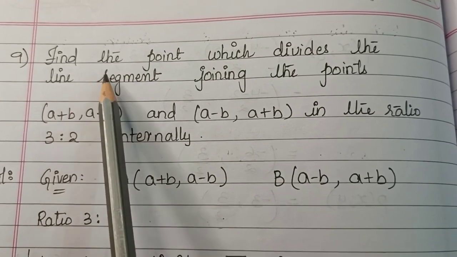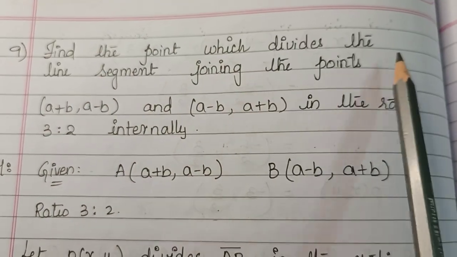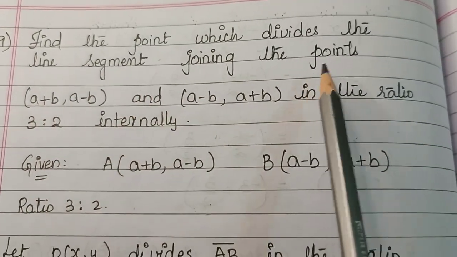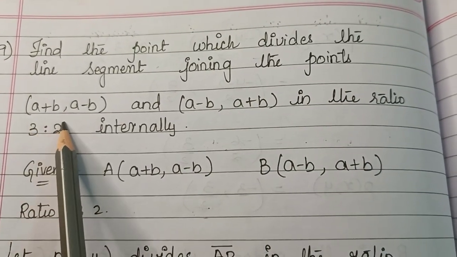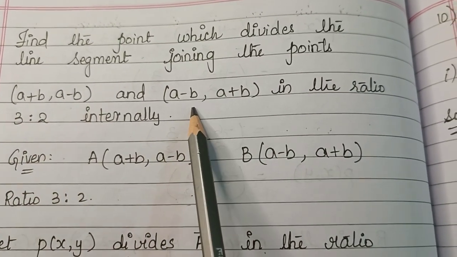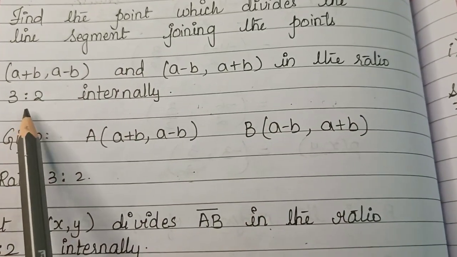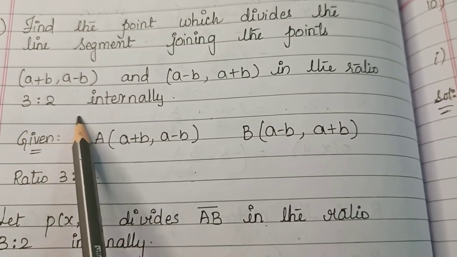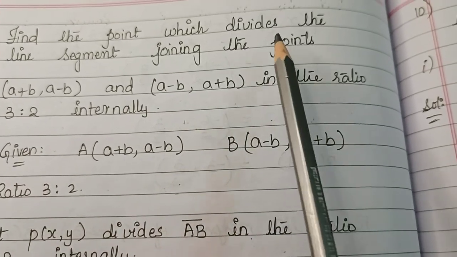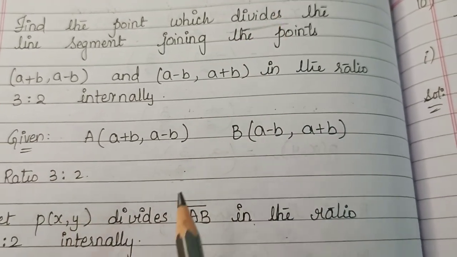Question number 9. Find the point which divides the line segment joining these 2 points, (a plus b, a minus b) and (a minus b, a plus b), in the ratio 3:2 internally. Here the ratio and the points are given and it is saying divide, so we will use the section formula.